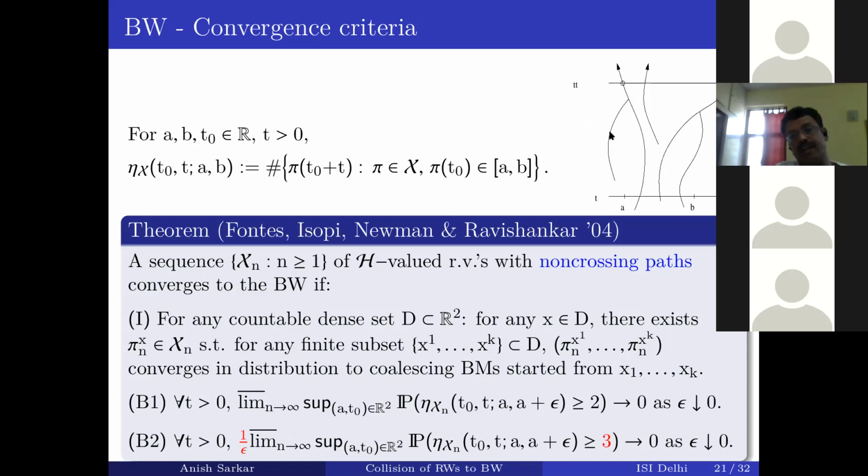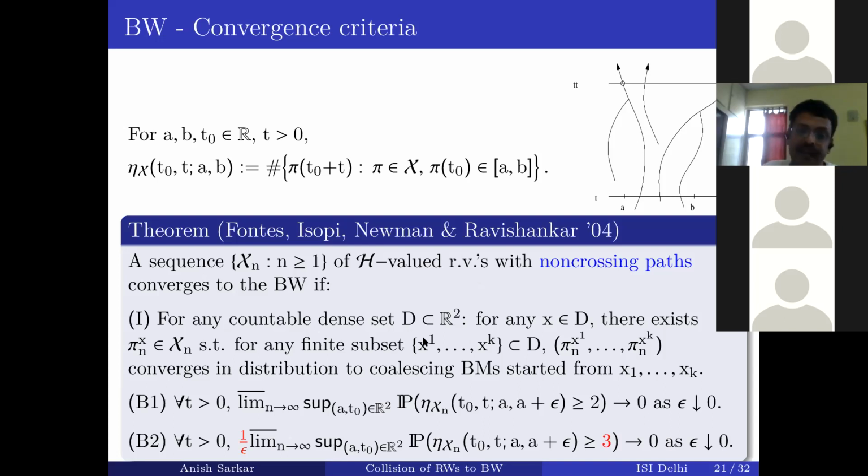Okay, so this random variable is an important random variable, as the conditions are saying. One of the conditions is saying that I have some sequence of non-crossing paths. Non-crossing paths means that paths cannot cross without coalescing.